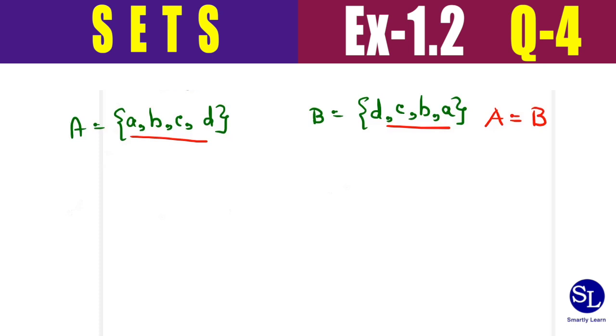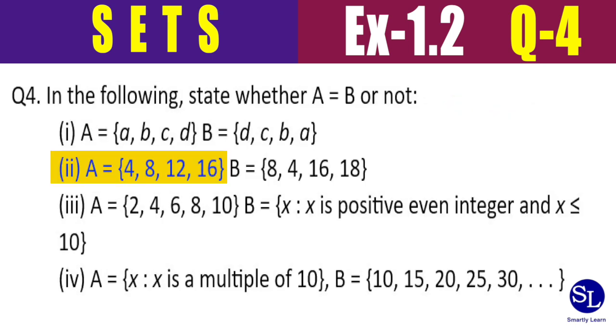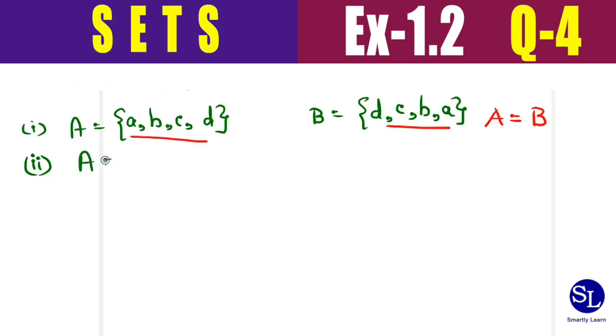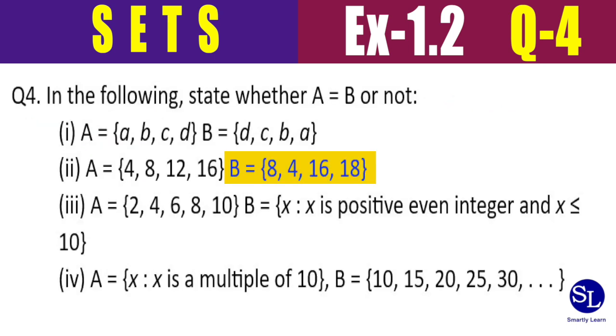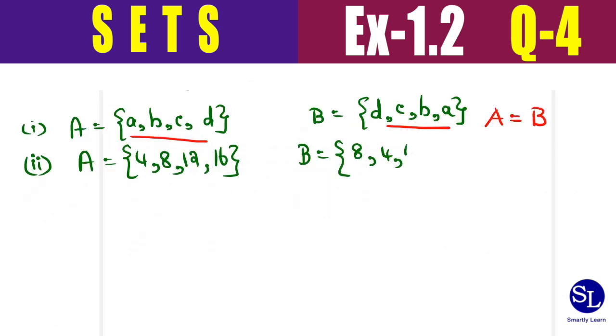Now let's try the second subdivision. Here, set A is equal to 4, 8, 12 and 16. So the set A has 4, 8, 12, 16. Let's note the elements in set B. So it is 8, 4, 16, 18. So then let's check the two conditions.